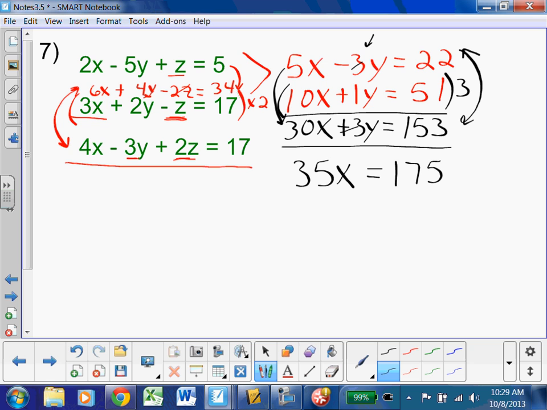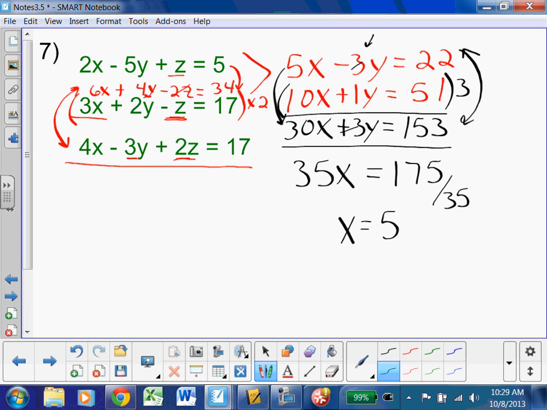Okay, somebody quickly divide that for me. What's 175 divided by 35? 5. So divide by 35. Okay, there you go. You got x equals 5.